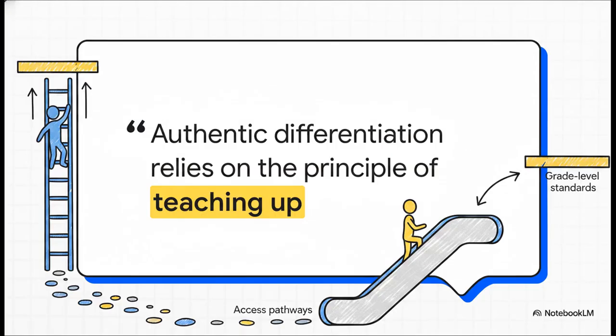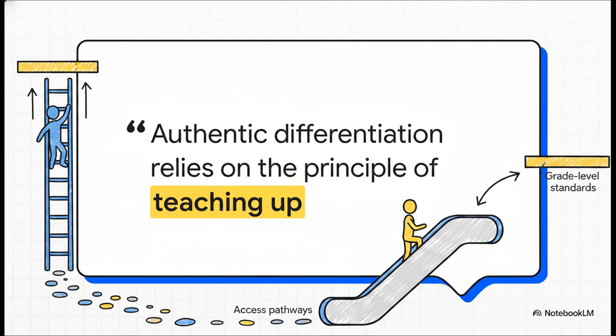You know the saying, with great power comes great responsibility. Well, when differentiation is misunderstood, it can actually cause real harm by permanently lowering expectations for students. So the crucial point is that authentic differentiation relies entirely on the principle of teaching up. We have to avoid what we call the metaphorical escalator.